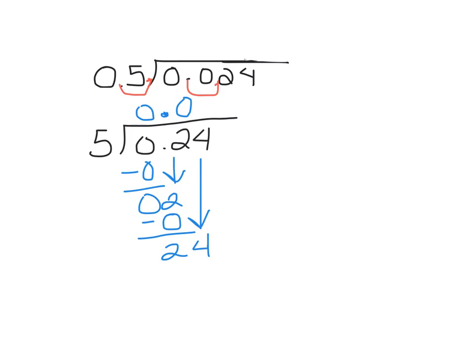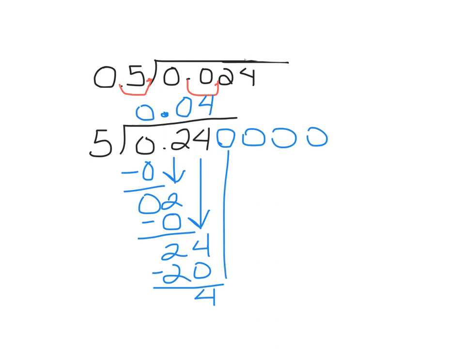Okay, so 5 goes into 24 4 times. 5 times 4 is 20. Then I subtract. I bring down a 0, because really out here into infinity there's a bunch of zeros. So I could bring as many as I want down. Now I have 5 goes into 40 8 times. 5 times 8 equals 40, and then I have 0 left over.